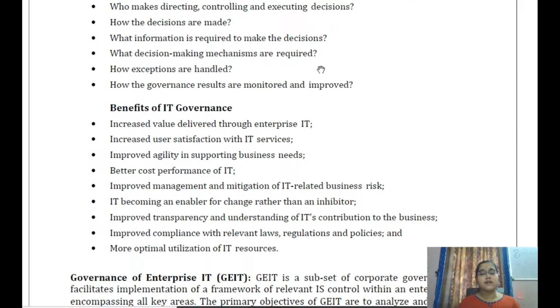So let's once again revise it. What will happen if you have IT governance? What are the benefits? First thing, increased value delivered through enterprise IT. Second, increased user satisfaction with IT services. Third, improved agility in the business in supporting business needs. Fourth, better cost performance of IT. Fifth, improved management and mitigation of IT related business risk. Sixth, IT becomes an enabler for change rather than an inhibitor. Seventh, improved transparency and understanding of IT's contribution to the business. You must see how well IT is supporting the business, so that you can enhance IT and improve your business processes in a more effective manner. Then improved compliance with the relevant laws, regulations and policy, and more optimal utilization of IT resources.